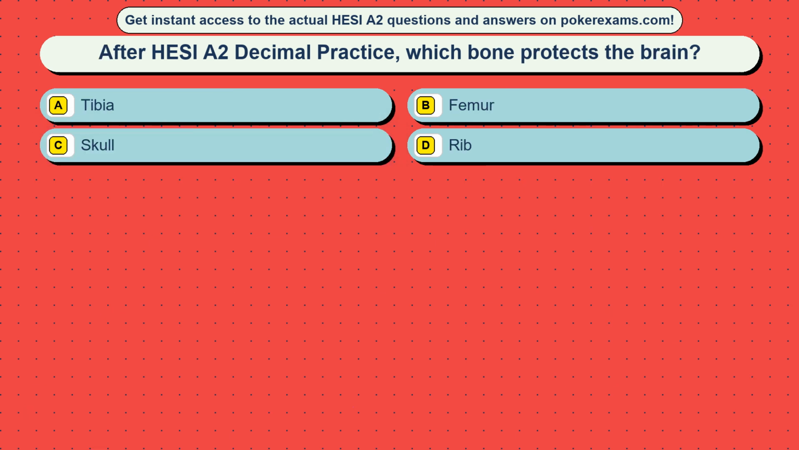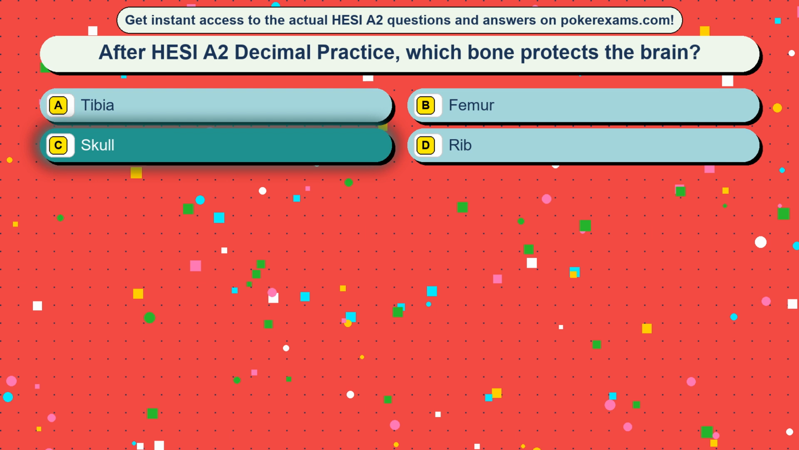Question 16. After HESI A2 decimal practice, which bone protects the brain? Option A, tibia. Option B, femur. Option C, skull. Option D, rib. The correct answer is option C, skull.